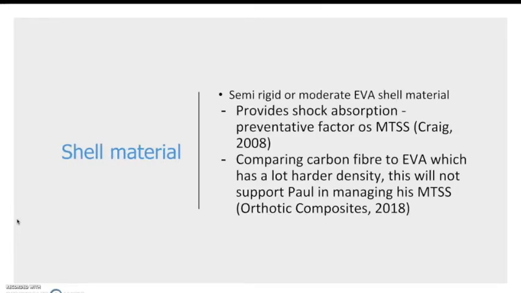Shell material. For Paul, the most appropriate shell material would be moderate material EVA. This is because EVA provides shock absorption, and as previously mentioned, shock absorption insoles can be an important preventative factor in reducing symptoms of MTSS, according to Craig. Also, the moderate density of the EVA orthosis still provides the support with its firm nature.